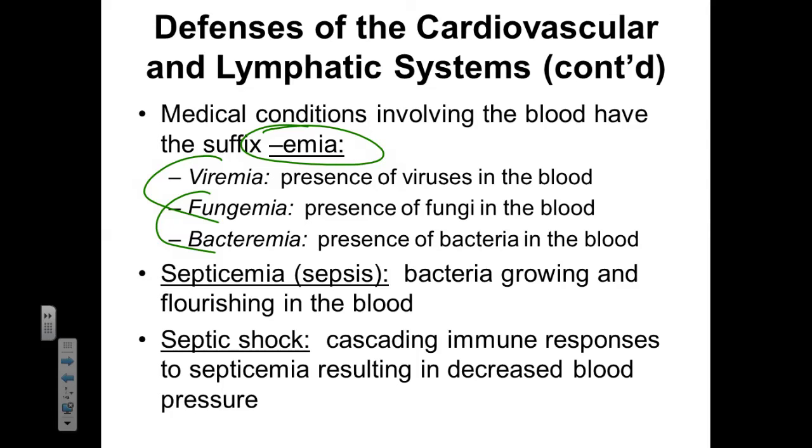Septic shock is a condition that occurs when the immune response starts to grow out of control. There's a cascading immune response, and this cascading immune response causes the blood pressure to drop drastically across our cardiovascular system. So septicemia will lead to septic shock, and bacteremia is what leads to septicemia.